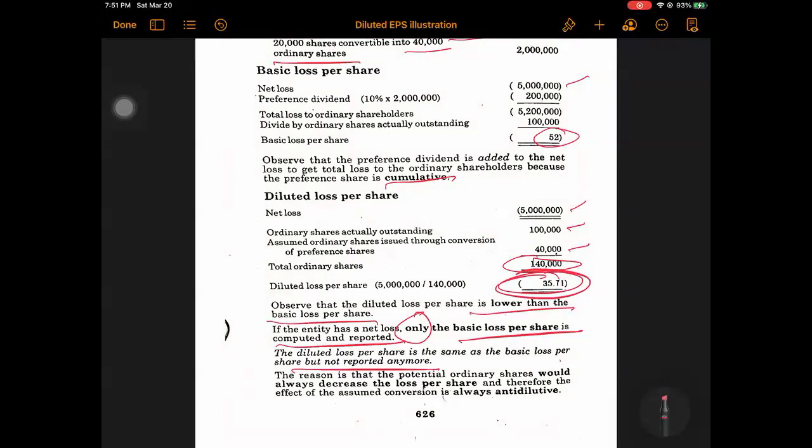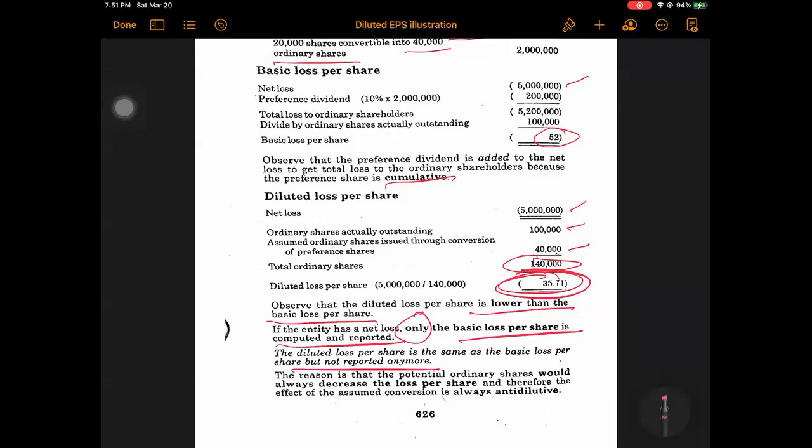Although there are changes in the numerator, your denominator still increased because there is an assumption of conversion of the preference shares. So, in the rule, if the entity has a net loss, only the basic loss per share is computed and reported. The diluted loss per share is the same as the basic loss per share but not reported anymore. The reason is that potential ordinary shares would always decrease the loss per share, because your denominator increases, so your result becomes smaller.